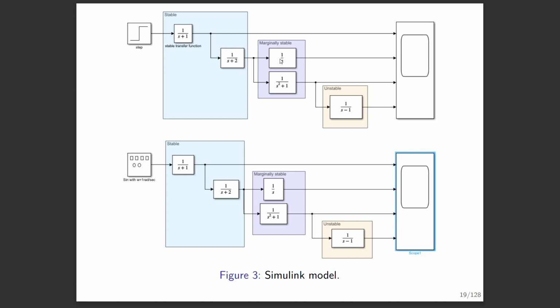So if I give my marginally stable system a sinusoidal input with the frequency of 1, this system doesn't care. It's a marginally stable system, but its natural frequency is 0 radians per second. So it's not going to really react to a sinusoidal input. But this system does react if I have an input which has the frequency of 1. Because that's the natural frequency of this system, this output is going to go to infinity.